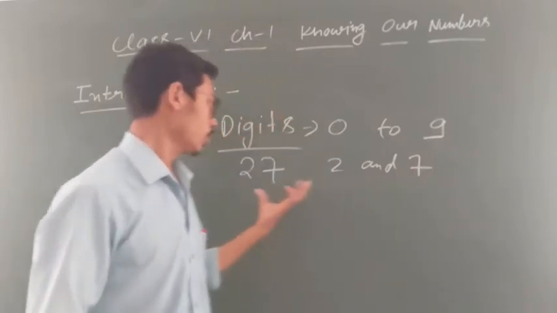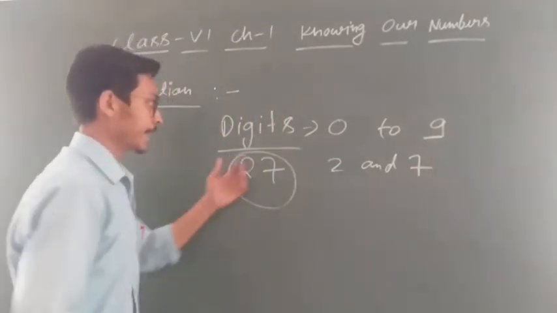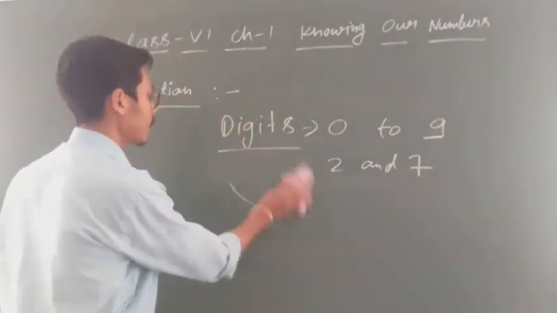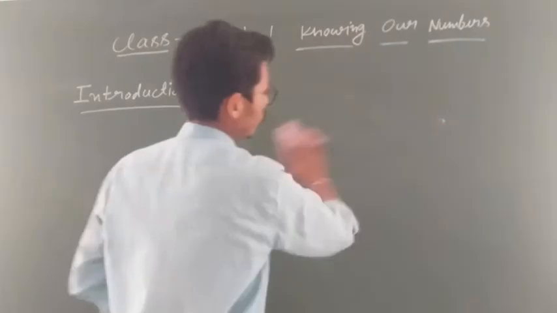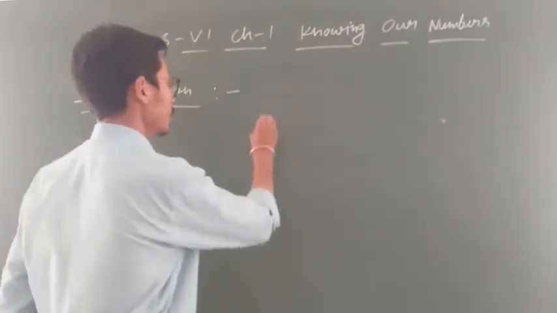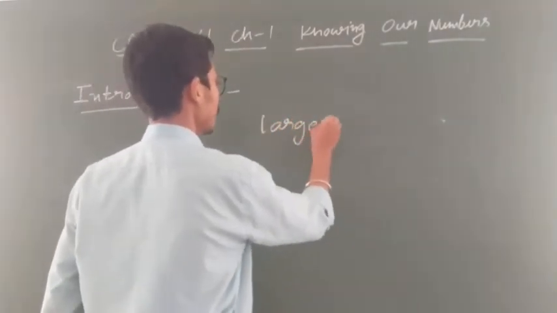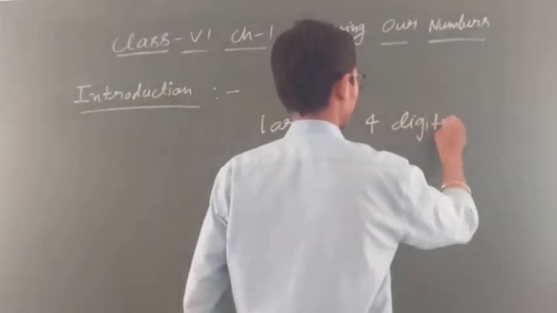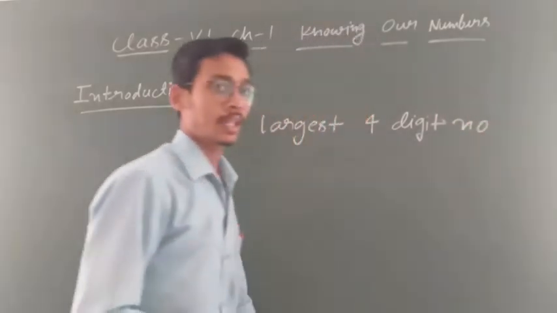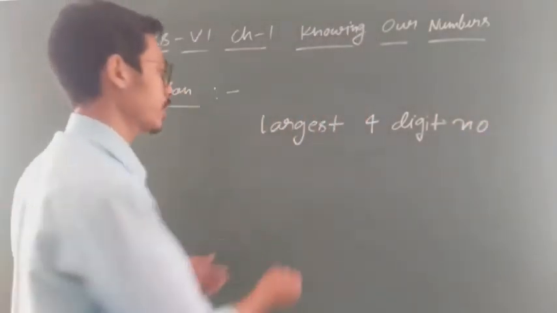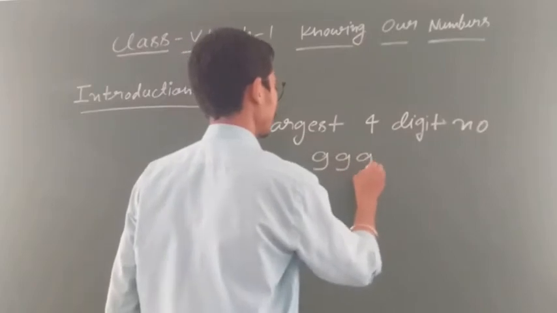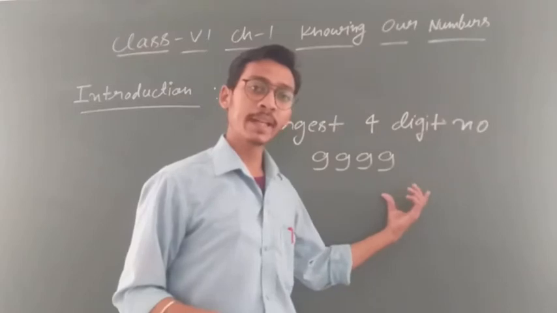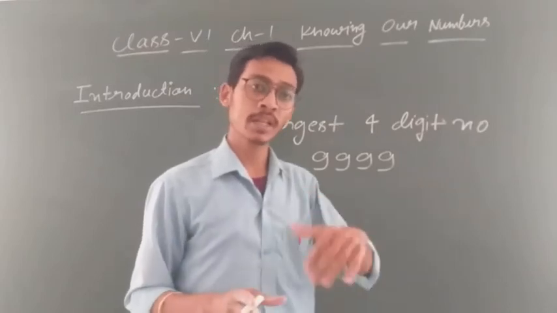Clear, student? तो see here you can see कि digits are required for the formation of any number. अब जैसे let us assume you have to write down the largest 4-digit number. Clear student? We know that the largest 4-digit number is 9,999. Clear everyone?